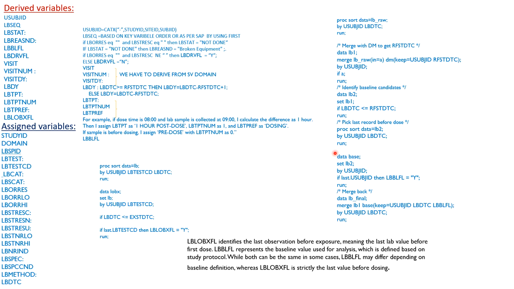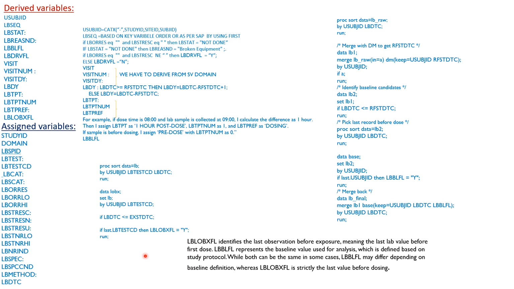For that we use if last dot unique subject ID, then LB baseline flag is equal to Y, right? Again this baseline dataset we need to merge with the main dataset by using unique subject ID and LBDTC. Then LB baseline Y will be allocated everywhere. In this way we need to create the baseline flag.